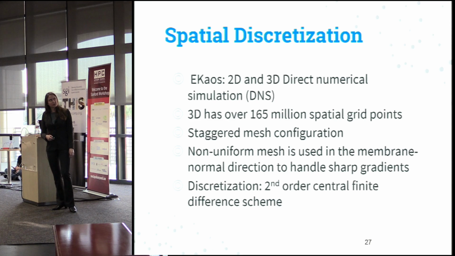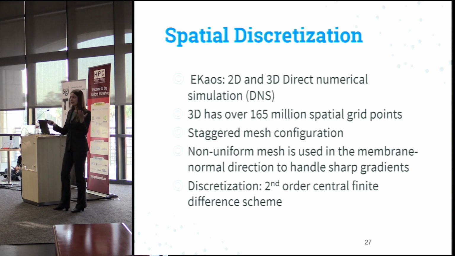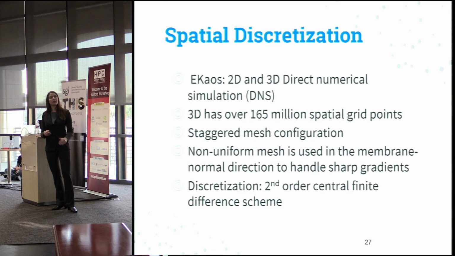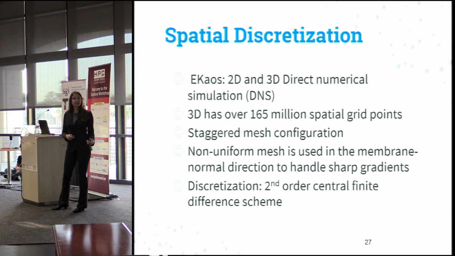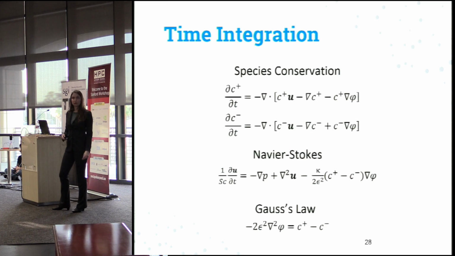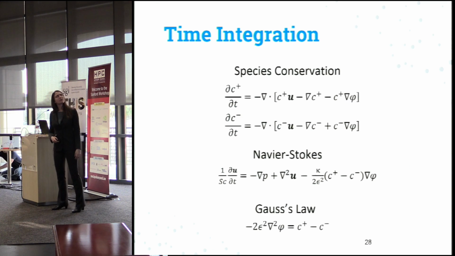So for the spatial discretization of this, the 3D code has over 165 million spatial grid points. That means at each point in time, we're solving for all the variables at each of these points. We use a staggered mesh configuration, a non-uniform mesh in the membrane normal direction, and then for the discretization, we use a second-order central finite difference scheme.